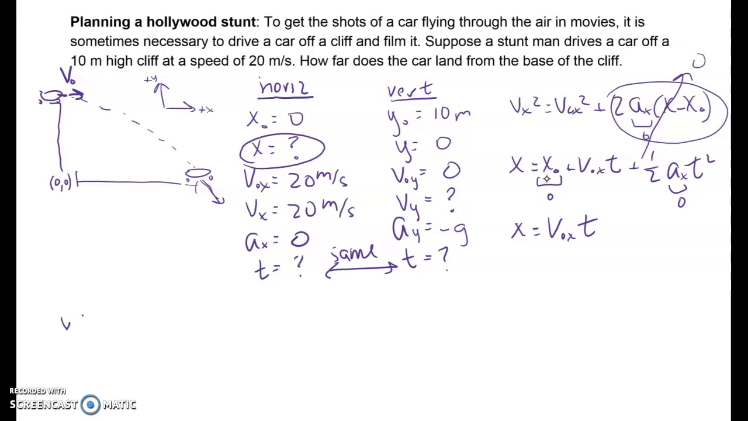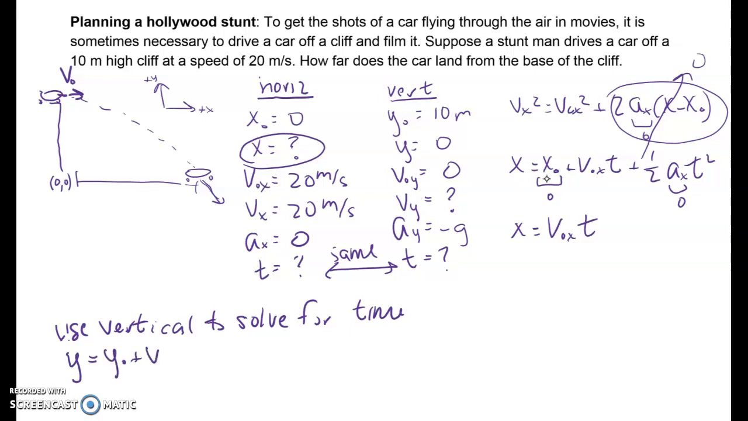Alright, so we're going to use vertical to solve for time. Alright, so we need to choose an equation to do that. So let's use the position equation. Alright, so we have that our final y position is our initial y position plus our initial y component velocity times time plus 1/2 our y component of acceleration times time squared.